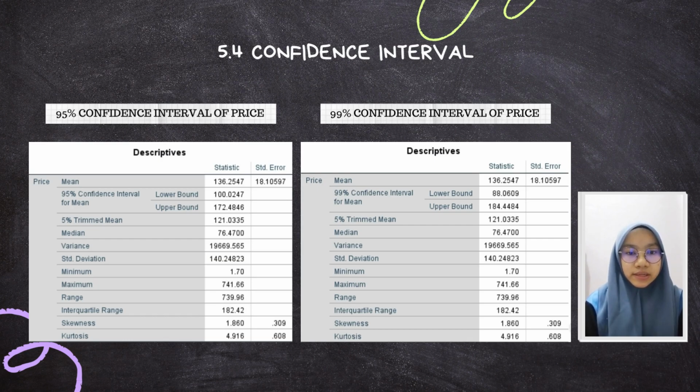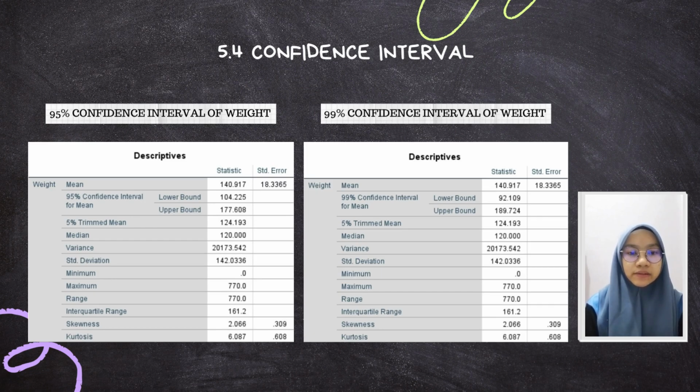99% confidence interval of price. The lower and upper boundaries are 88.0609 and 184.4484. It also represents the standard error, which is 18.10597. So it can be said that we are 99% confident that the population parameter is between 88.0609 and 184.4484.